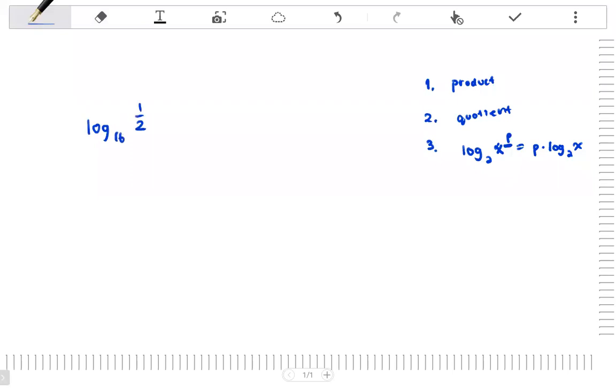Log base 16 to the half. Well, this is a bit harder, right? We can't change this number so that it matches our base. So what can we do? Well, in this case, let's see.